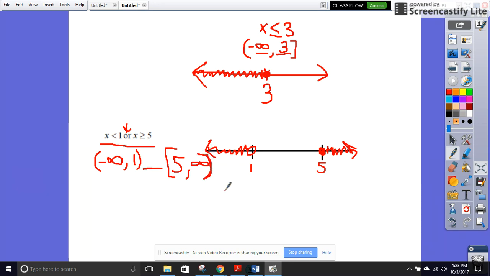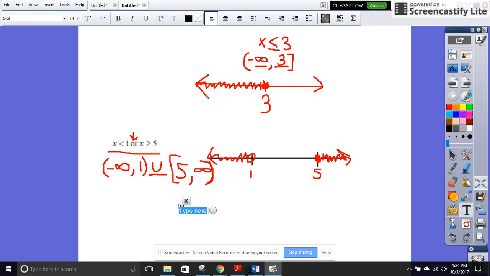Okay. So this is what my interval notation would look like. Negative infinity, comma, 1, with parentheses around both of them. Bracket, 5, start back up at 5, and then go to positive infinity. And then we're going to put this U in between them. The U stands for union. Okay? That U is the union symbol.